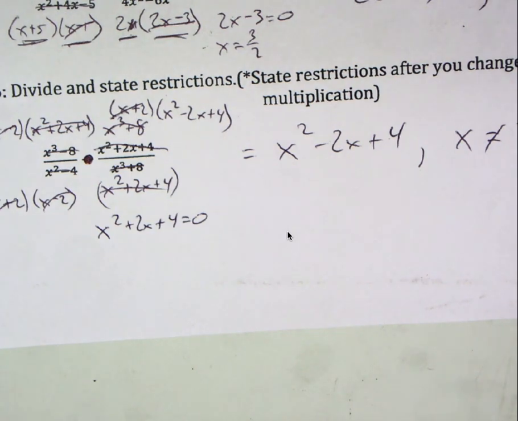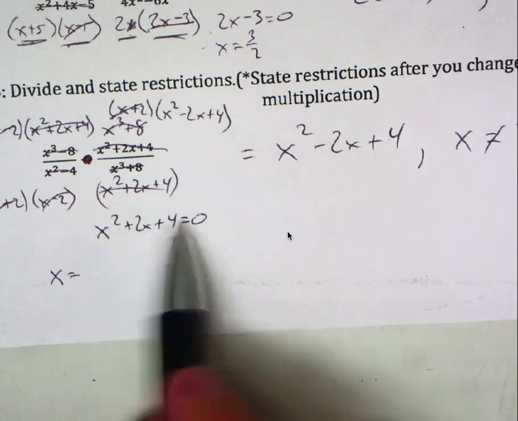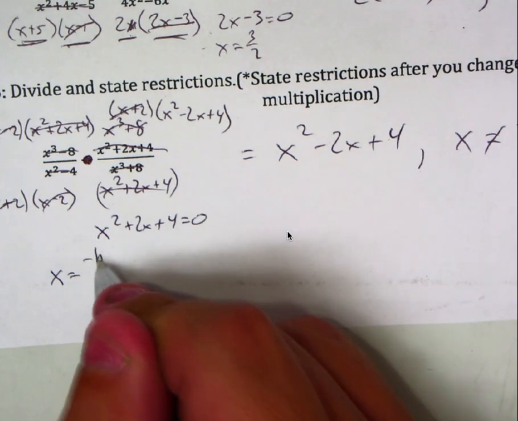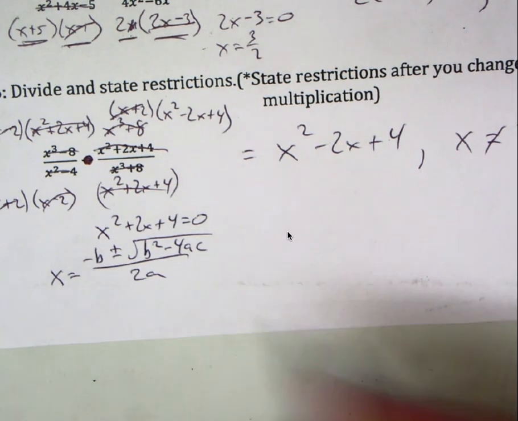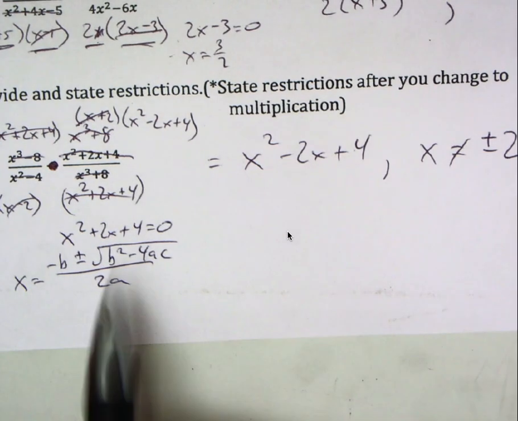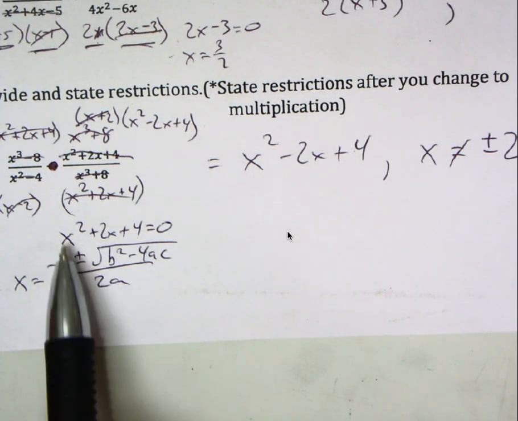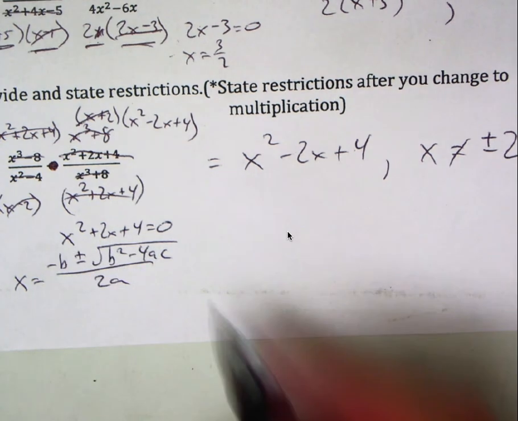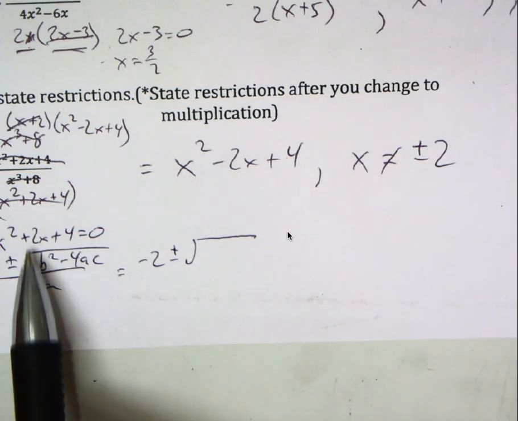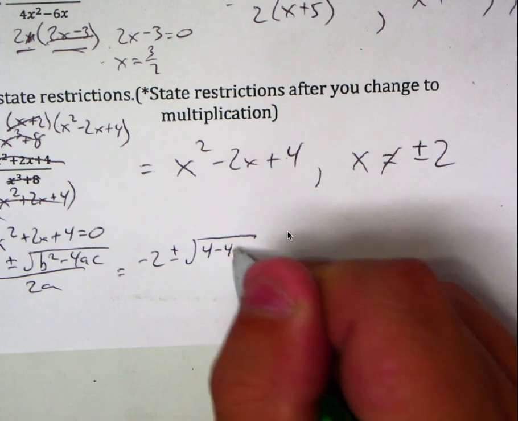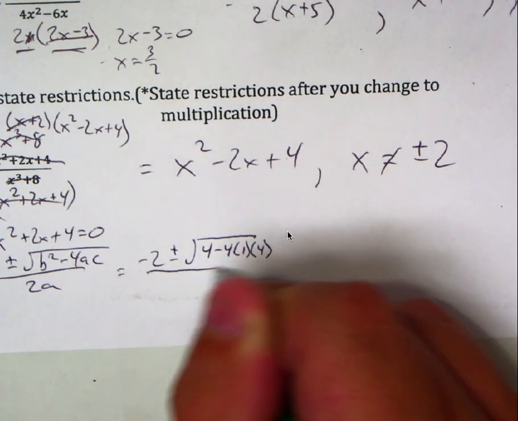The song is probably running through some of your heads right now. X equals negative b plus or minus the square root of b squared minus 4ac all over 2a. We can use this to solve this equation to see if there are any more restrictions. Let's do it. Remember, a, b, and c are just the numbers in front of your terms. A is 1, b is 2, c is 4. So negative 2 plus or minus the square root of b squared, so 2 squared is 4, minus 4 times a times c, all over 2a.